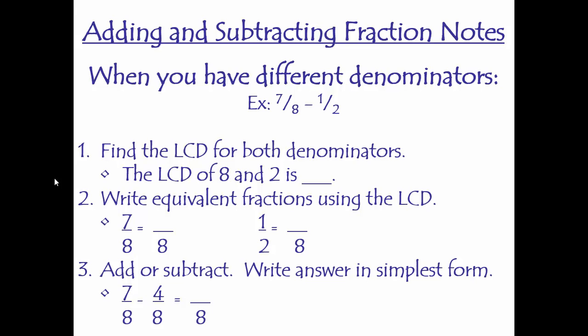Now that we have these equivalent fractions, we have 7/8 minus 4/8, we can use the same idea that we did at the beginning of this video and subtract straight across. So we have 7 minus 4. Hopefully, you guys got the correct answer. The correct answer is 3/8.